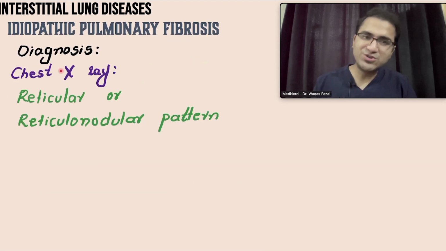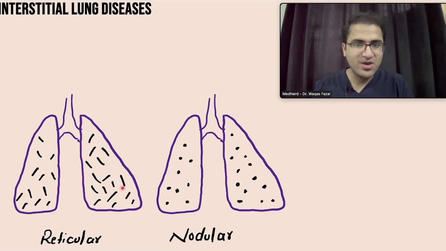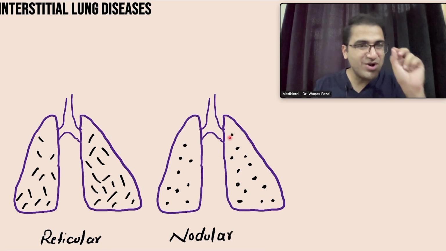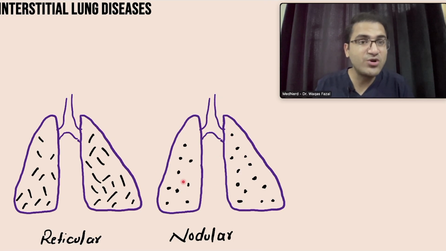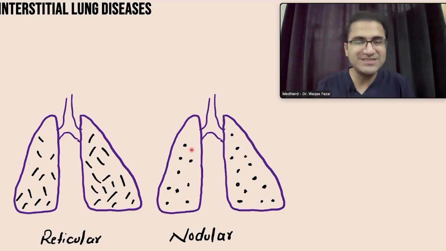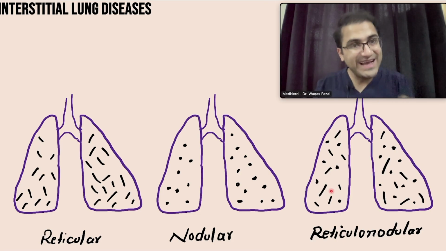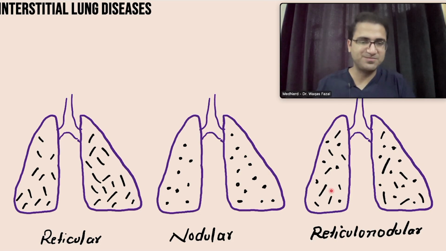When this patient comes to you with shortness of breath, you will perform an X-ray, and on X-ray you will see either a reticular or reticulonodular pattern. Now, what is a reticular pattern? Reticular pattern is when you see lines like these on the chest X-ray. Nodular pattern is when you see small dots like these. Now, these are different patterns of fibrosis. Whenever fibrosis in the lung is taking place, it can either appear as a reticular pattern, or as a nodular pattern, or as a reticulonodular pattern where you will be able to see both the lines as well as the small dots in it.